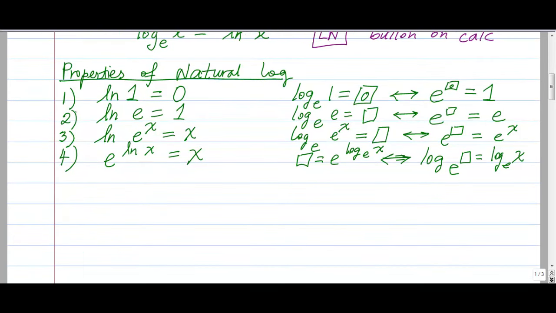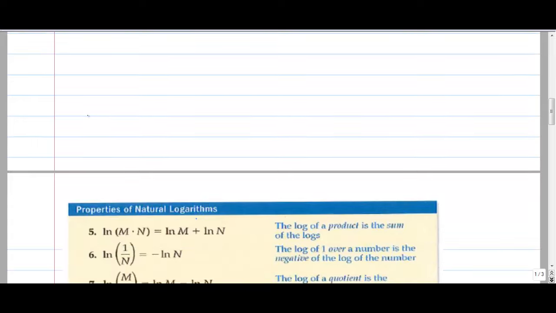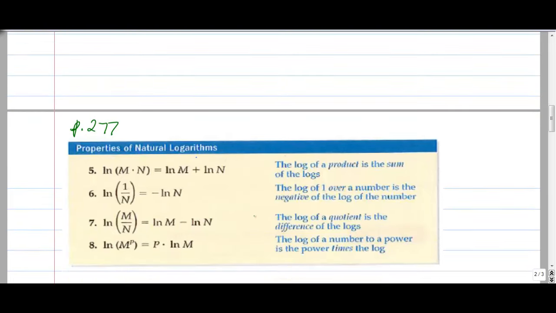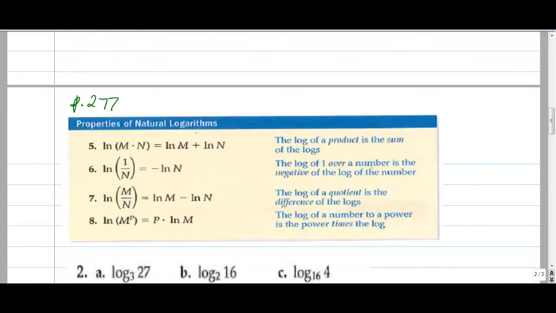There are some more properties that I want to go over. This is page 277 in your book. These properties not only work for natural logs, but they work for all logs. So the log of a product is the sum of the logs. Log of a quotient. I think these properties should actually be switched, right? Look at number 7 first.